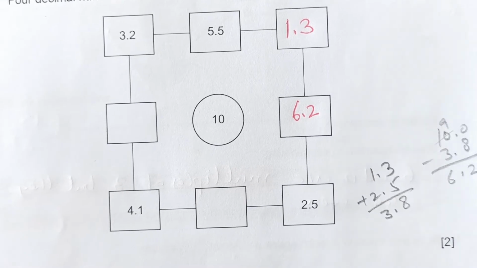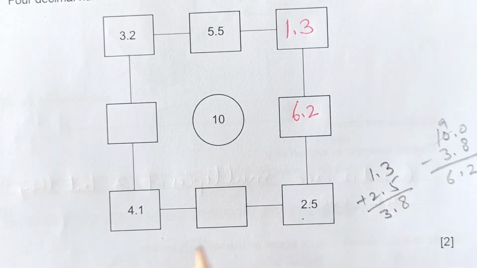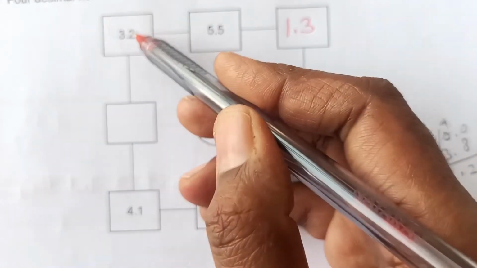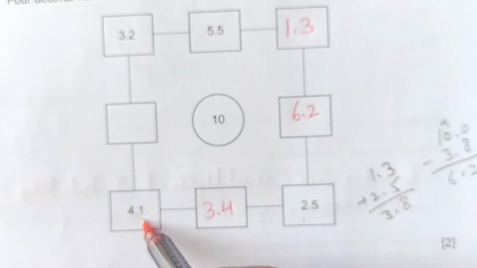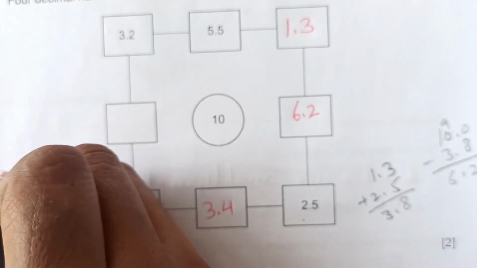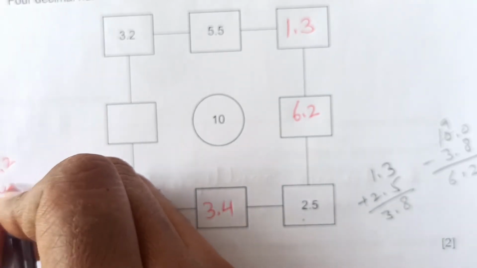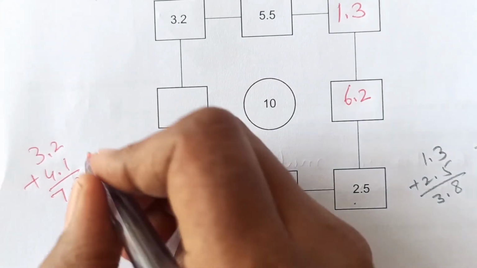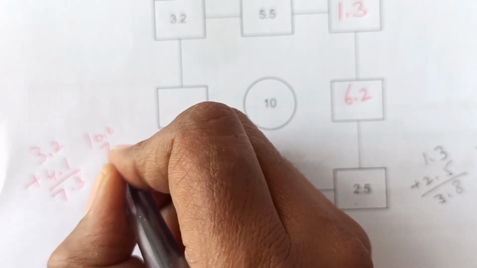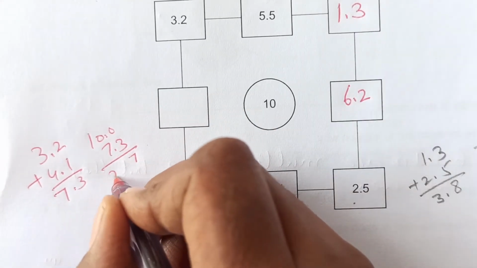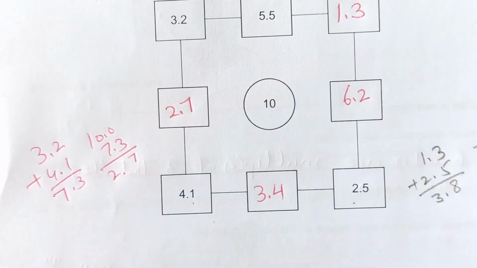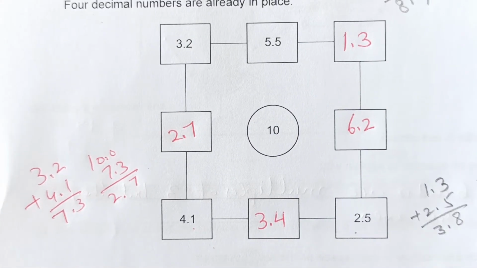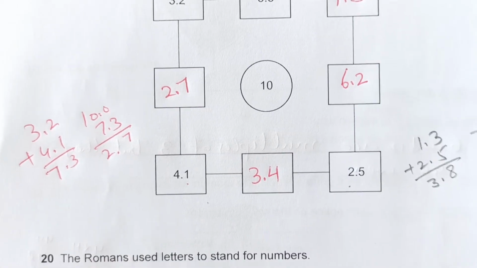Similarly here 4.1 plus 2.5, then subtract from 10, just writing the process, 3.4. Similarly here 3.2 plus 4.1 is 7.3. So subtract from 10, it is 2.7. That will go here in this box, right? So we have completed this diagram. So this is a 2 marks question.